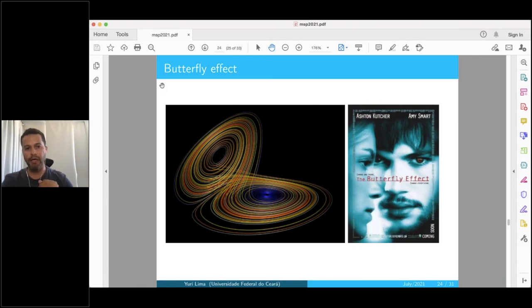And this is indeed, if you already saw the movie called The Butterfly Effect, exactly what happens in this movie, because the movie tries to depict this effect by saying that small changes in the life of the main character, who is portrayed by Ashton Kutcher, can change his future drastically.